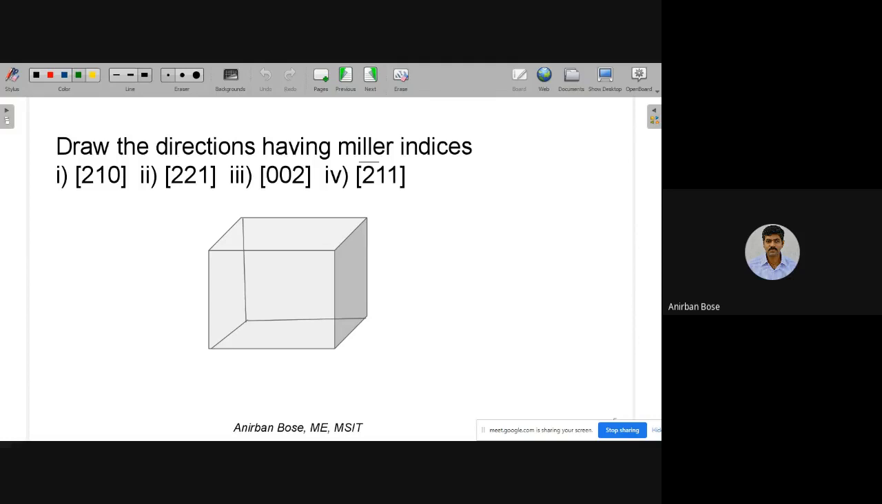So these are the very common questions: draw the directions having Miller indices like this, 2, 1, 0 within square bracket. From the square bracket, you will understand that this is a direction. So I will show you one of the problems, and I hope you will be able to do the rest. I will show you problem number 4.